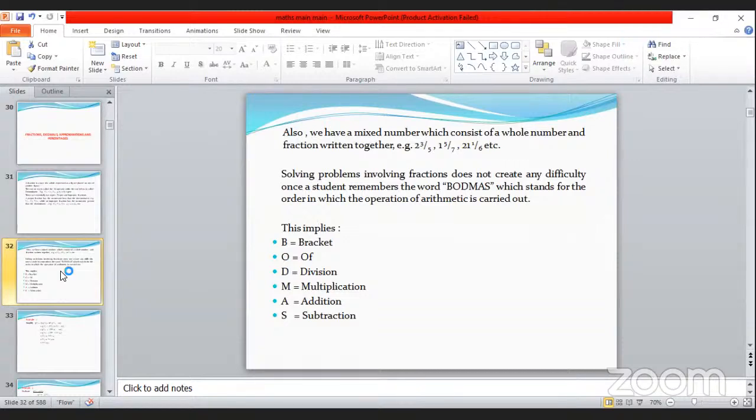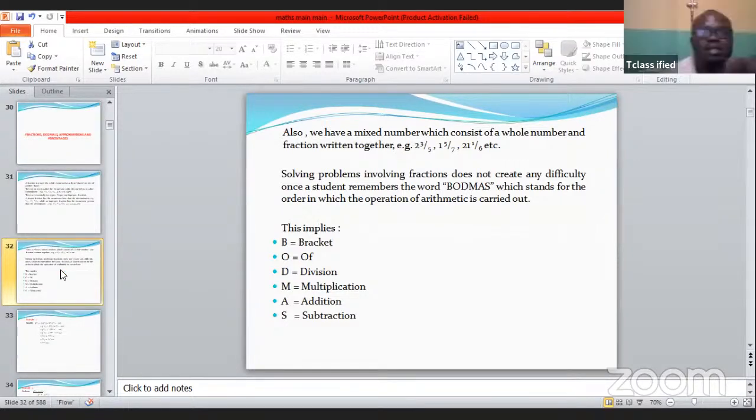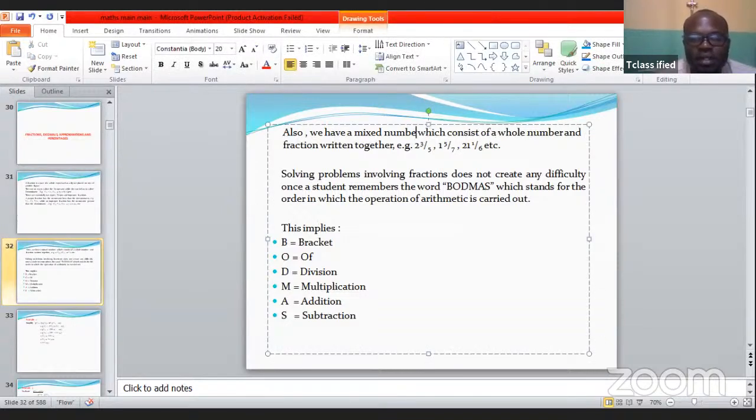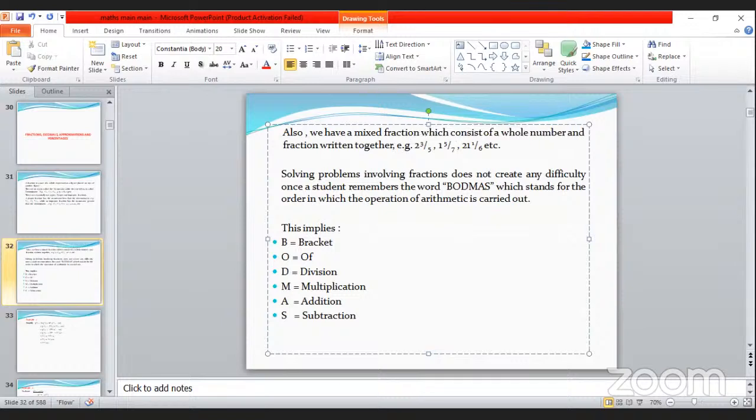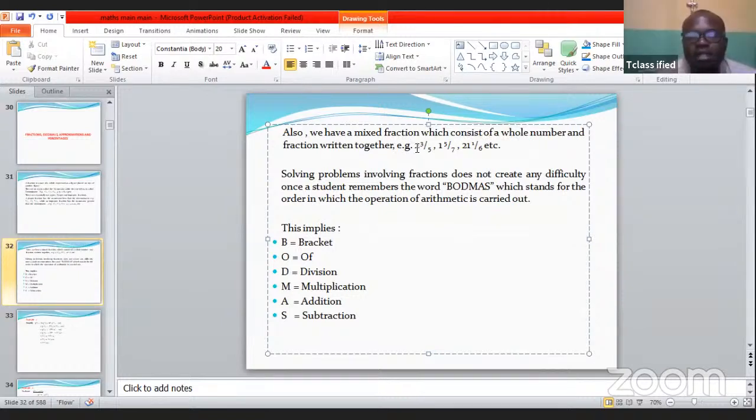Now, also we have a mixed number, which consists of a whole number and a fraction written together. So this is what we call a mixed fraction. Oluwase, this is what we call what? Mixed fraction. When you have a whole number, then you have a fraction attached to it.